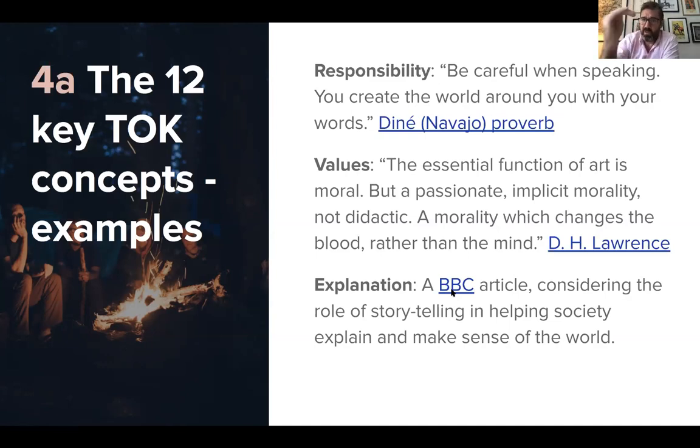So those are just three very quick examples of how we can use the key concepts of TOK to link these two aspects of the DP. As I will say at the end, we offer support on all of the 12 key concepts. We offer some more media sources, we offer more quotes, and we can help you to enter into TOK via these 12 key concepts. So that's one way we can do it.